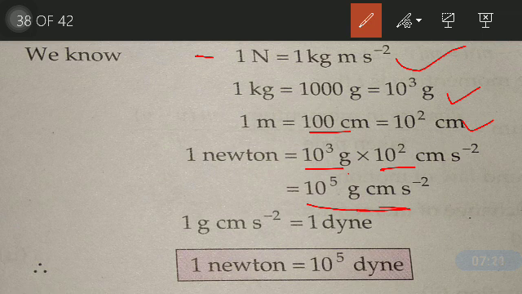per second square. So as we know, 1 gram centimeter per second square is 1 dyne. So we can relate that 1 Newton is equal to 10 raised to the power 5 dyne. So if we need to convert Newton into dyne, we can do so by multiplying the given value with 10 raised to the power 5.